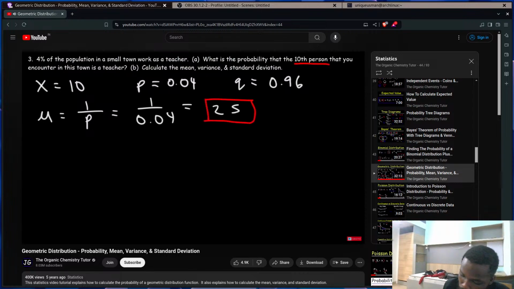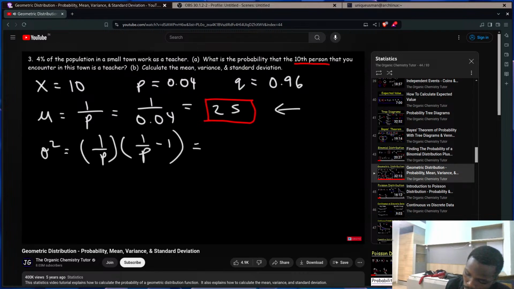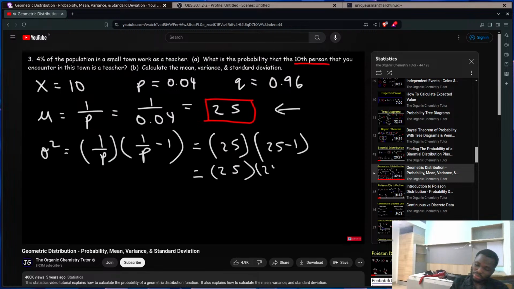Now what about the variance? There's a simple formula that we could use to calculate it. It's sigma squared, which is 1 over P times 1 over P minus 1. Now keep in mind, 1 over P is the mean, as we can see here. So 1 over P is 25, and then times 1 over P minus 1, that's 25 minus 1. So this becomes 25 times 24, which is 600. So that's the variance in this problem.